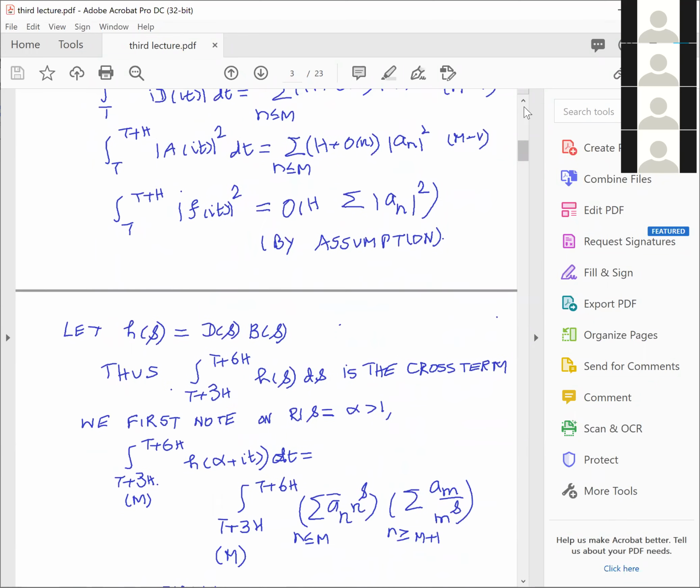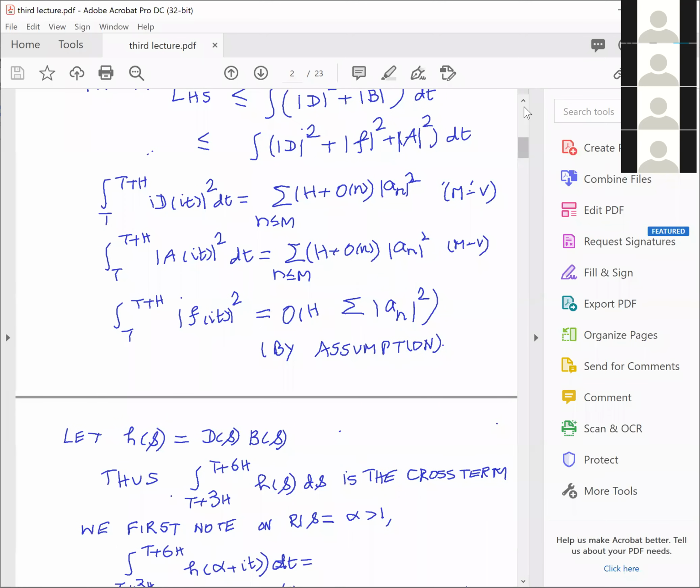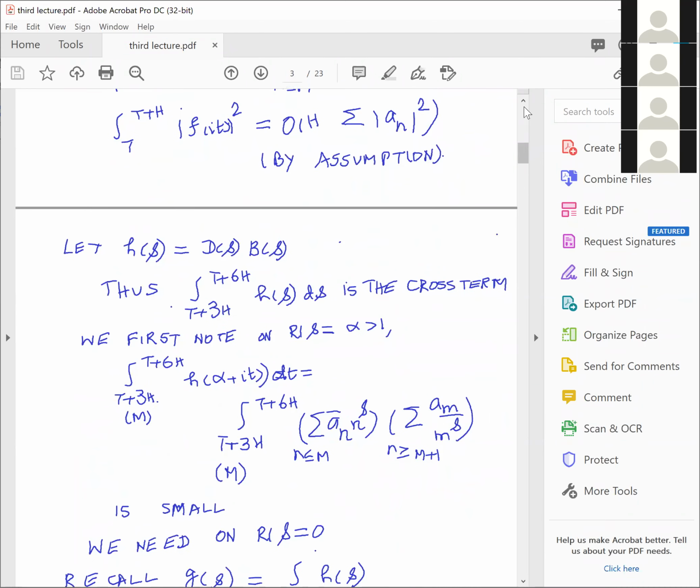And now let h of s be equal to d of s into b of s. Therefore, the cross term is precisely the integral from t plus 3h to t plus 6h of h of s ds. That is exactly the cross term. And now you see, if I am in the region where the real part of s is bigger than 1, where I can write b of s, then I have the summation of a_n bar by n power s, that comes from d of s, and the summation of a_m by m power s, that comes from b of s. On the other hand, the whole thing belongs to b2, because h log b is rather small, and therefore that is small. This is provided I am in a region of convergence of b.